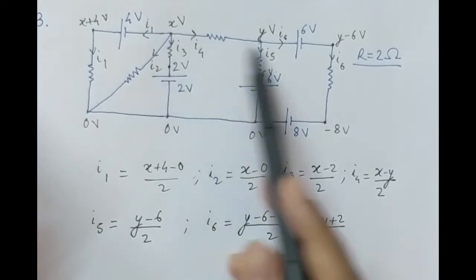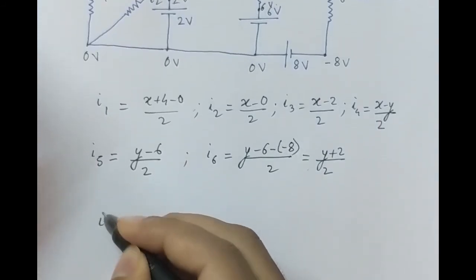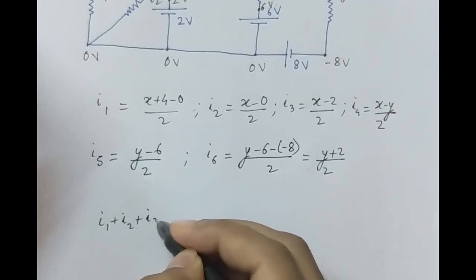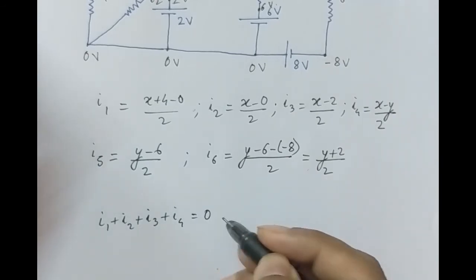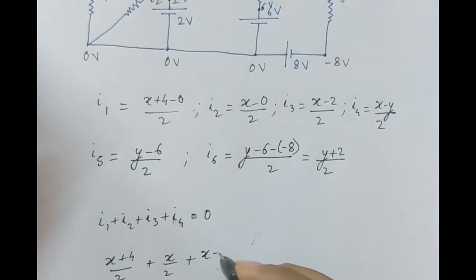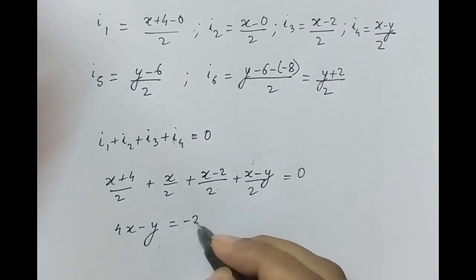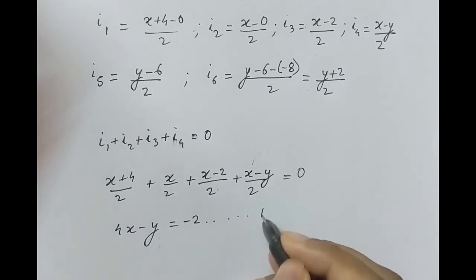Now let's do the Kirchhoff's law at the two junctions. We can add them all and we can find them out. You have I1 plus I2 plus I3 plus I4 is equal to 0 at junction X. Putting it in, (x plus 4) divided by 2 plus x by 2 plus (x minus 2) divided by 2 plus (x minus y) divided by 2 is equal to 0. You can remove the 2's. You have 1, 2, 3, 4, 4 x's. 4x minus y is equal to minus 2. This becomes your first equation.